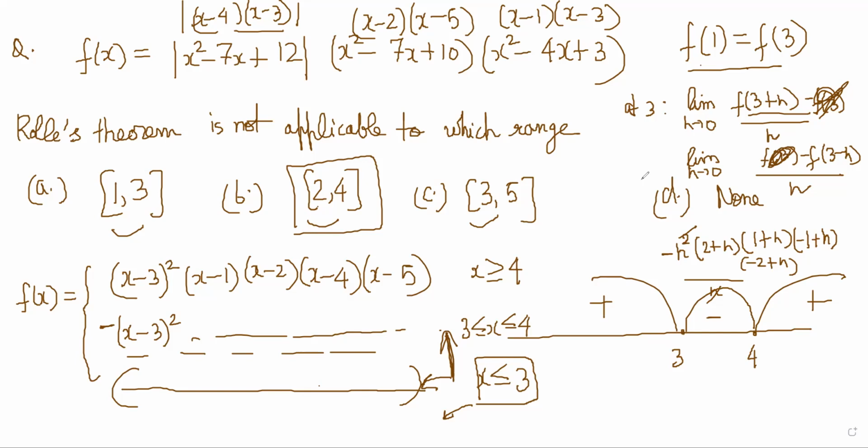I didn't think the answer would be none of these. 3 to 5, is it differentiable everywhere? 4 was, what is the situation at 4? Near 4, it might be non-differentiable. It's not differentiable at 4. Why? Because there is only one factor, no? Then the sign will change.